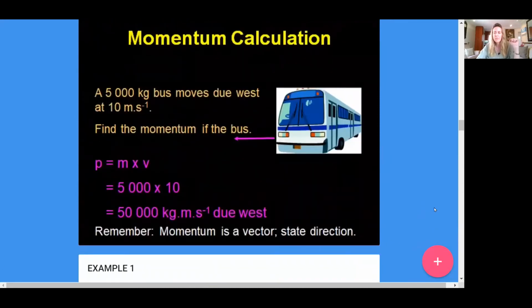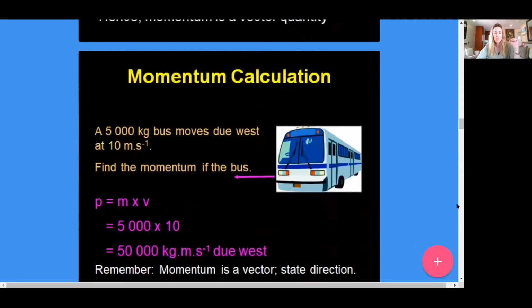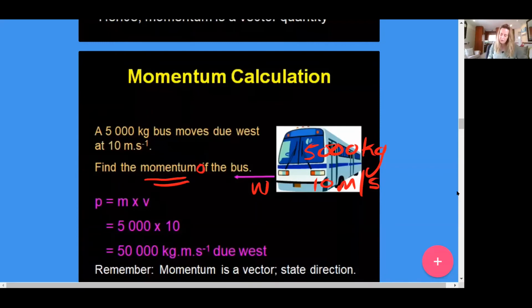Let us look at a few examples of calculations. This bus has a mass of 5,000 kilograms and it's moving due west at 10 meters per second. Find the momentum of the bus. So we know that we are given the mass of the bus and we are given the velocity of the bus. How would we be able to work out the momentum?